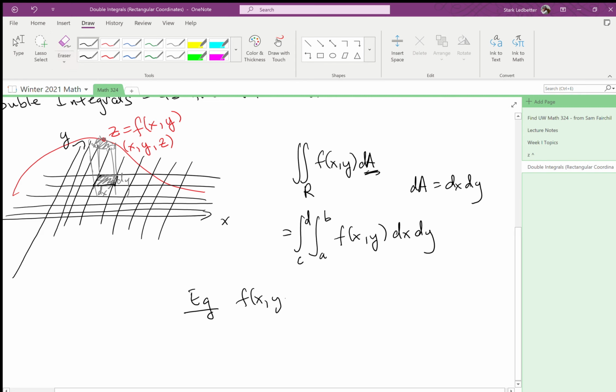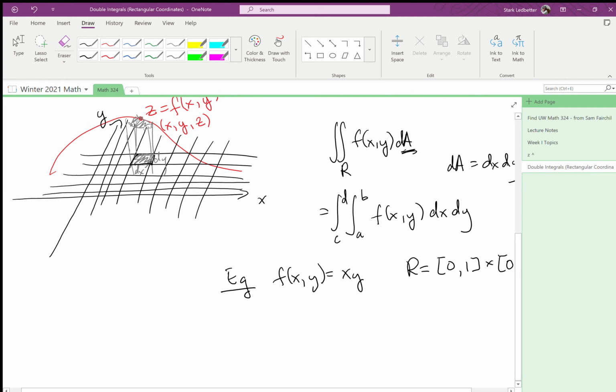f of x, y equals xy, on the region where we're going to just take the unit square, 0, 1 cross 0, 1. So what does that look like?